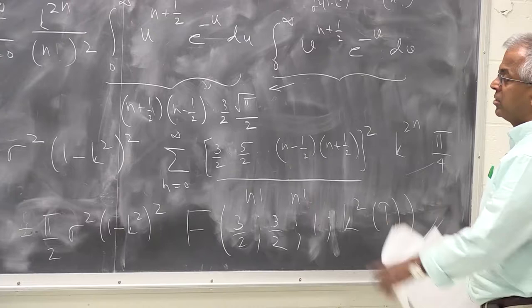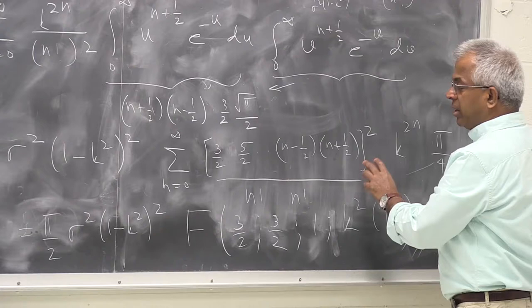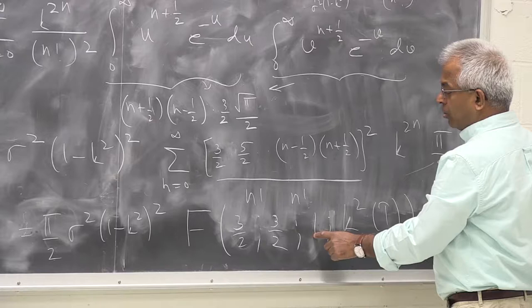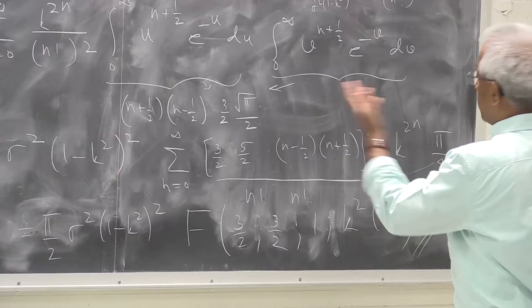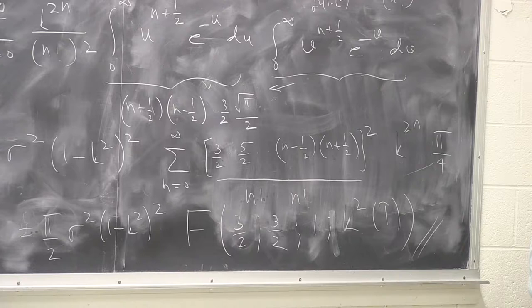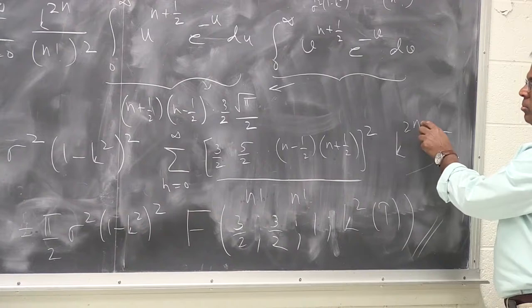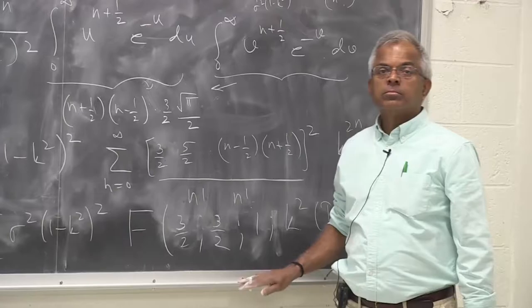You start with alpha, alpha plus 1, et cetera, up to n terms. Then you do with beta, but alpha and beta are the same here, so you get the square. And in the denominator, you have 1 plus 2, 3, et cetera, up to n. That's n factorial. And we had the n factor, and then another n factorial, because that's part of the hypergeometric function. So we took care of alpha, beta, and this one. And k squared to the power 2n is the definition, and this is a constant outside. So this is one expression.